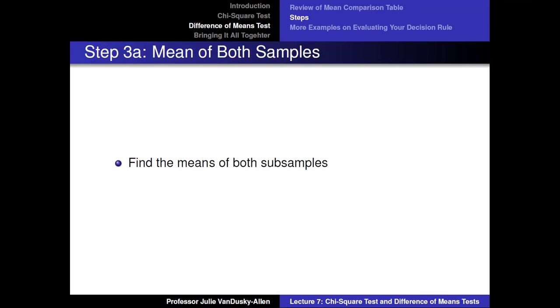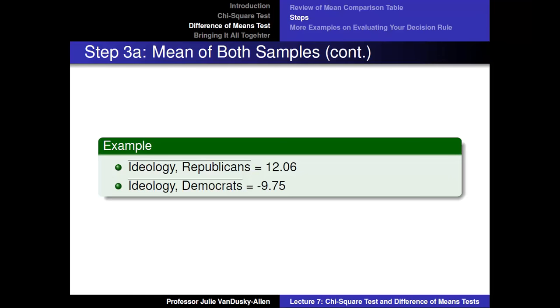The first step in calculating the t-statistic is finding the mean of both samples. The mean for Republicans was 12.06 and the mean for Democrats was negative 9.75.